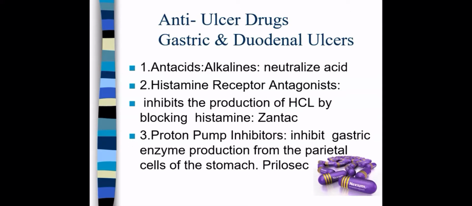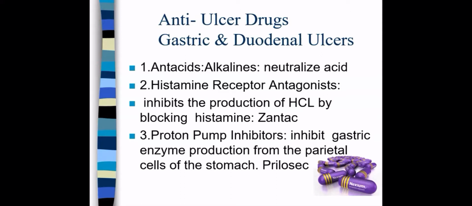That would be the hydrochloric acid in the stomach. The second one is a histamine receptor agonist. This inhibits the production of hydrochloric acid by blocking the histamine. And this might be known to you as the medicine called Zantac. And the other type of medication that we have for the healing and the decreasing of ulcers is the proton pump inhibitors. They inhibit gastric enzymes being produced from the parietal cells of the stomach. And you might know this drug as Prilosec or Nexium.